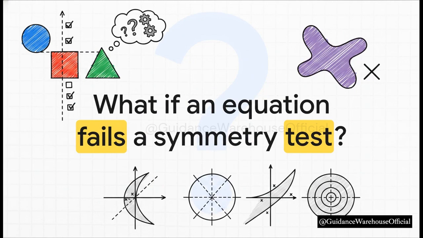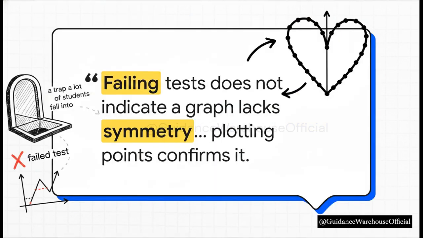Now you might be asking yourself, wait, what happens if an equation actually fails one of these tests? Does that automatically mean the shape is totally lopsided? I see students fall into this trap all the time. The answer is a hard no.